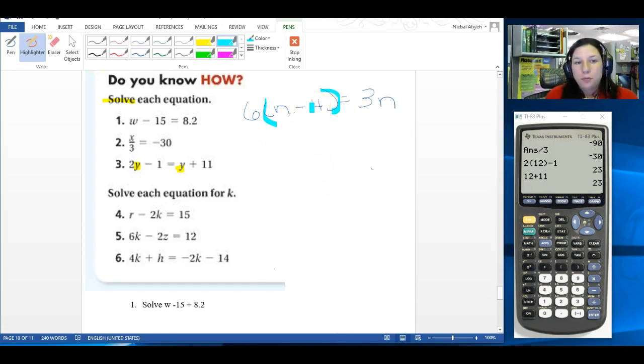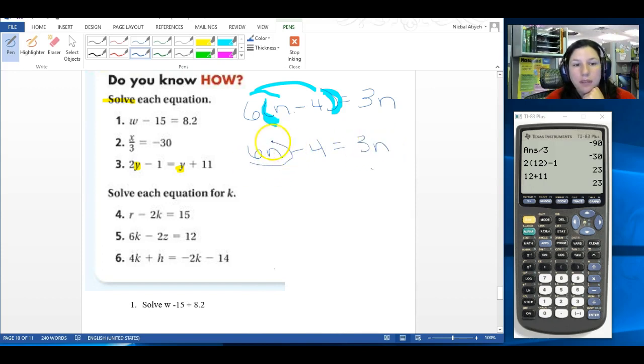So how do I undo those parentheses? Well, why are they there? These parentheses are here to show you that this 6 is being multiplied by all of this, not just the n. So let's say you wrote it without the parentheses. What would that mean? That would mean 6 times n, then minus 4, that equals 3n. This, with the parentheses, means 6 times all of this. So that's the purpose the parentheses are serving right now.